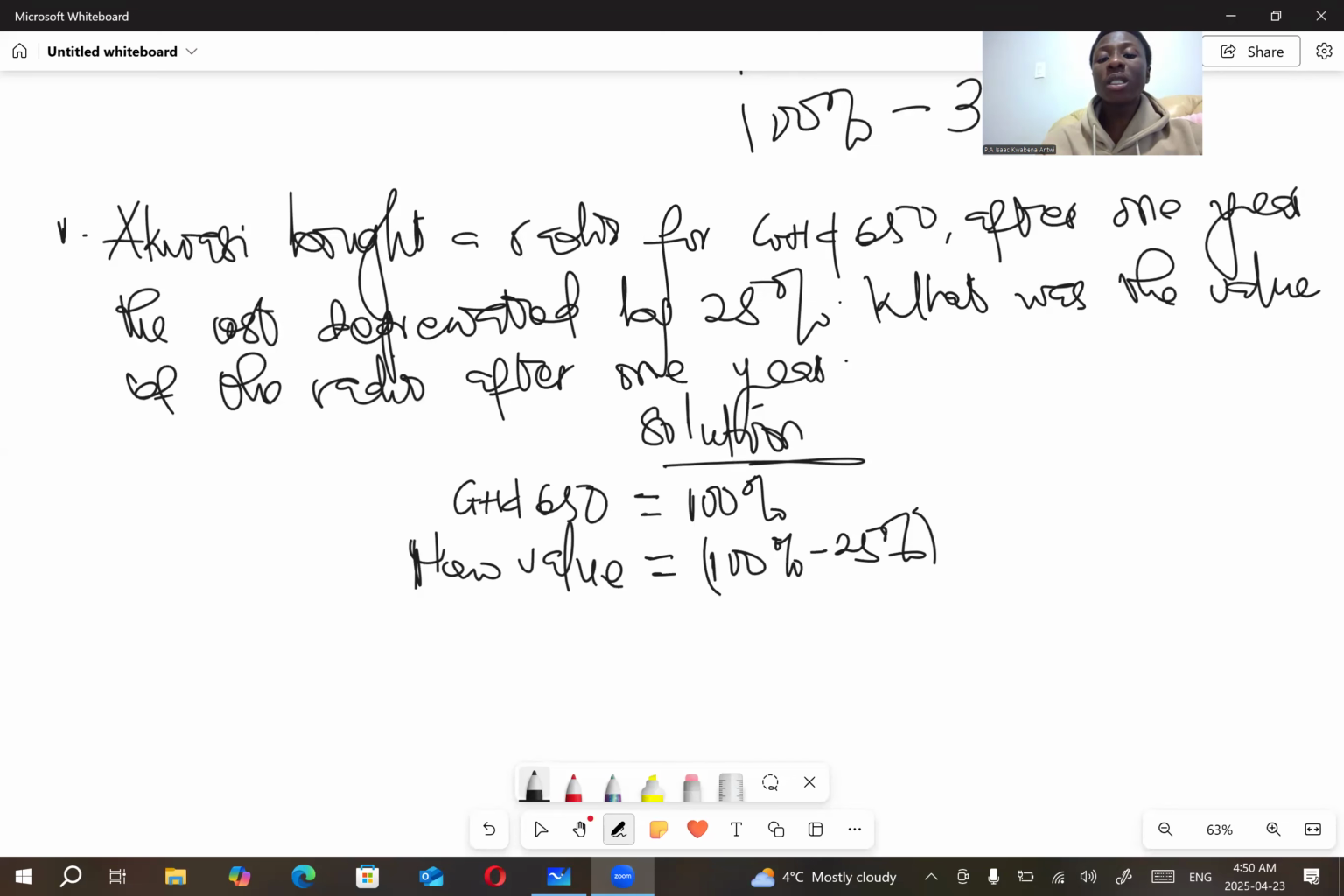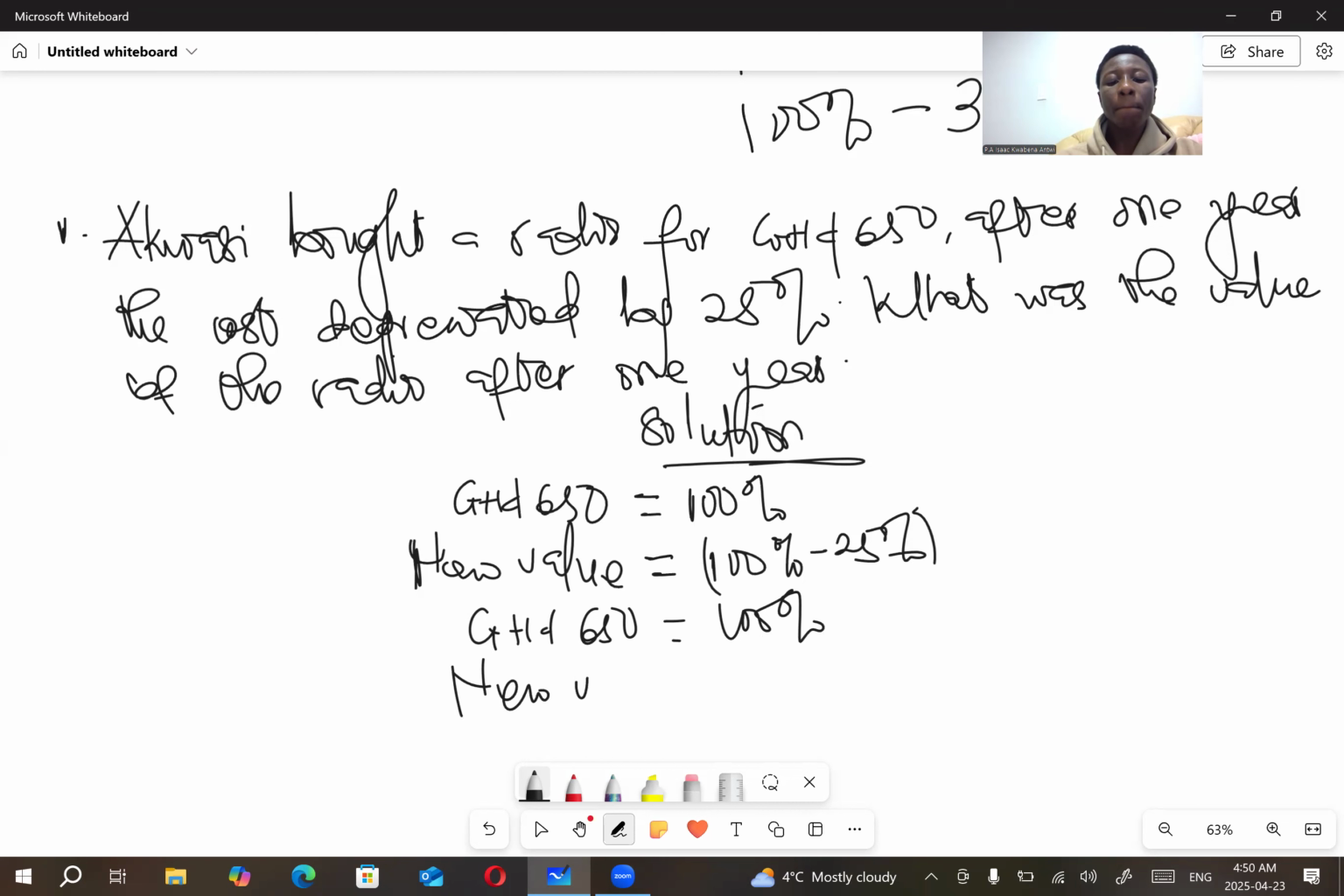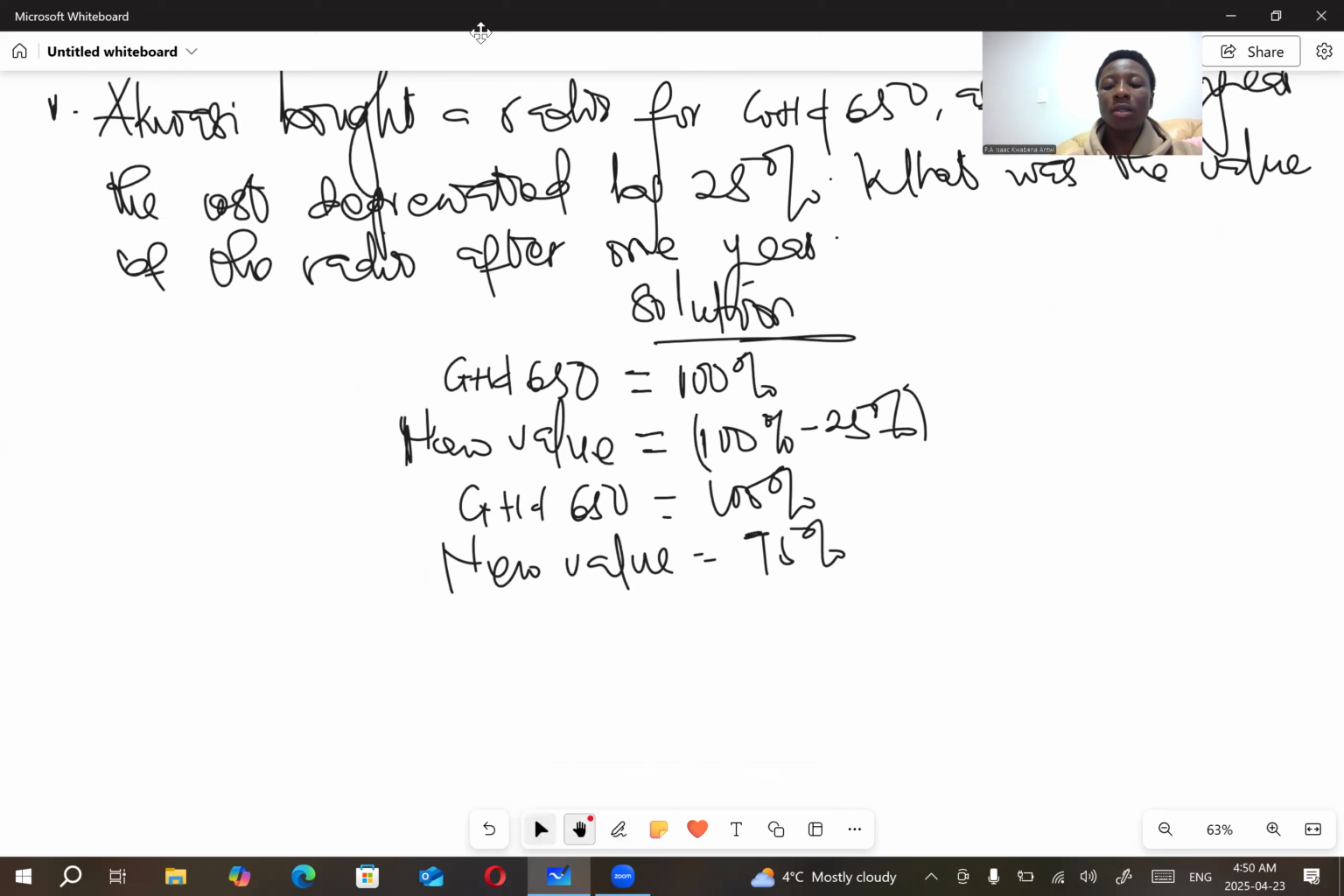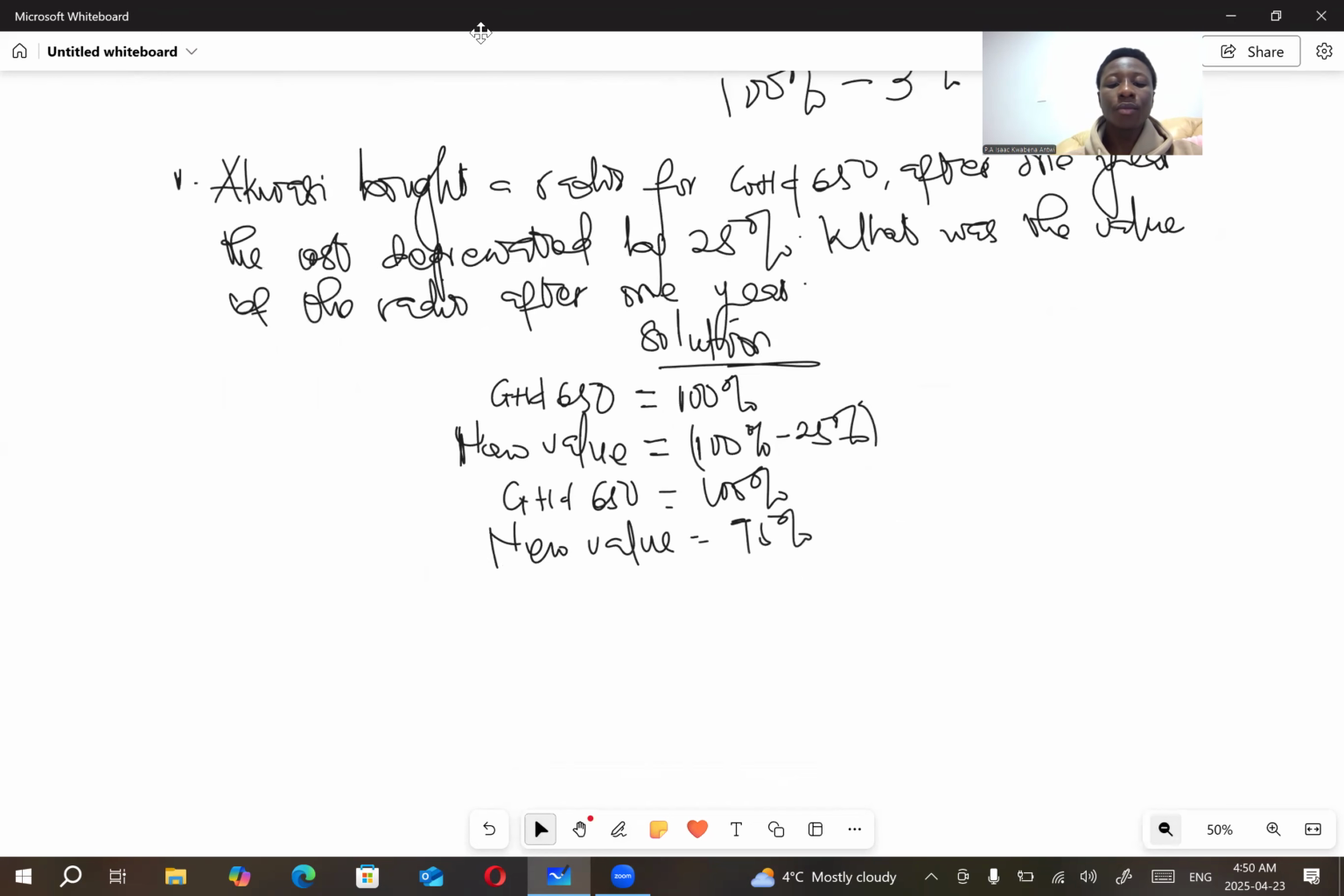If you are saying the cost depreciated by 25%, then to know the depreciated value, it is actually 100 minus 25. Okay, now let's repeat the same thing again. Here we have 650 equals 100%. The new value is 100 minus 25, which is what? 75%. So the actual depreciated value is 75 what percent. Can I move on?